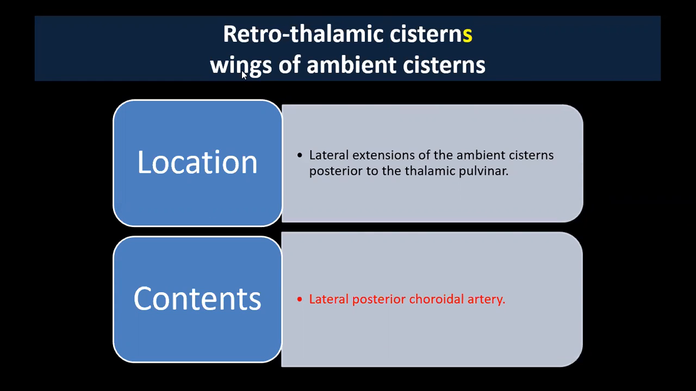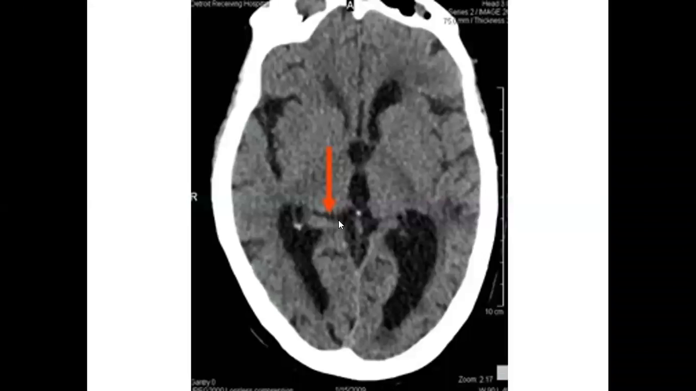Retrothalamic cistern, or wings of the ambient cistern. These are lateral extensions of the ambient cistern, posterior to the thalamic pulvinar. It contains the lateral posterior choroidal artery. This is the retrothalamic cistern. It is expanded only if the brain is atrophied.